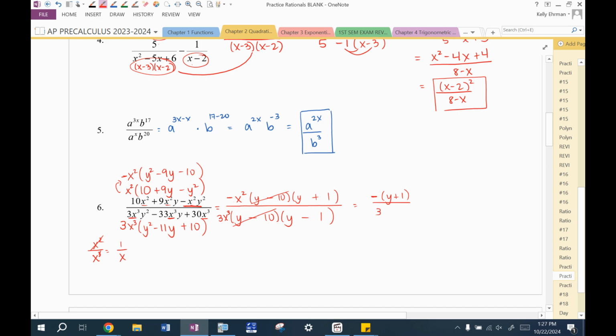Left with a 3 down here. There's an x left over from x squared over x cubed, and a times y minus 1. Nothing else will cancel. If you distribute the negative through, you can't cancel because you'll have negative y minus 1, not y minus 1. So that's as far as that goes.